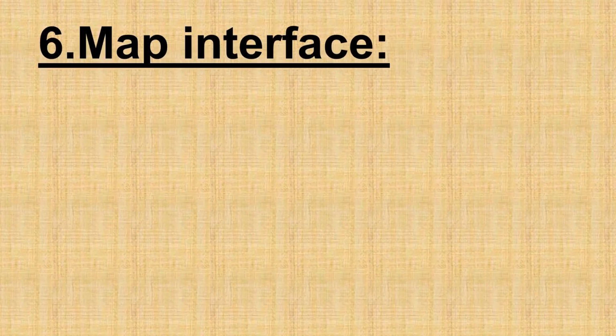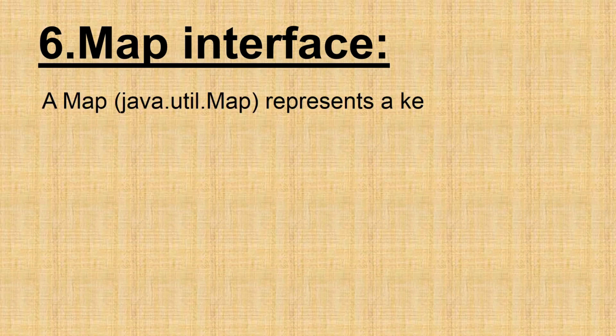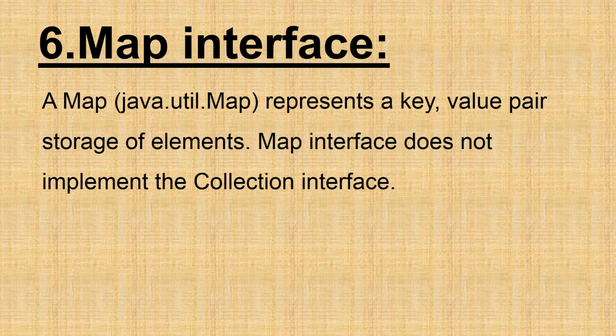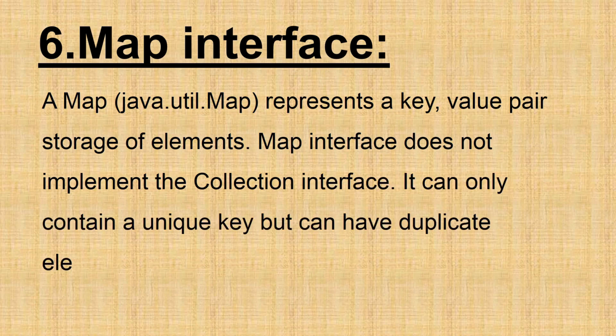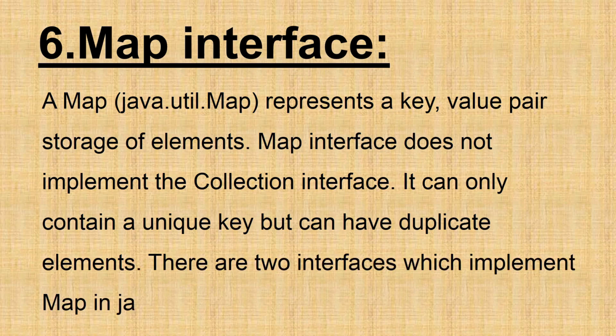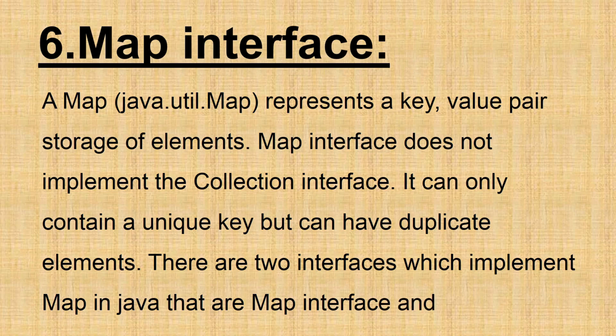Map interface. A map, java.util.map, represents a key value pair storage of elements. Map interface does not implement the collection interface. It can only contain a unique key but can have duplicate elements. There are two interfaces which implement map in Java, that are map interface and sorted map.